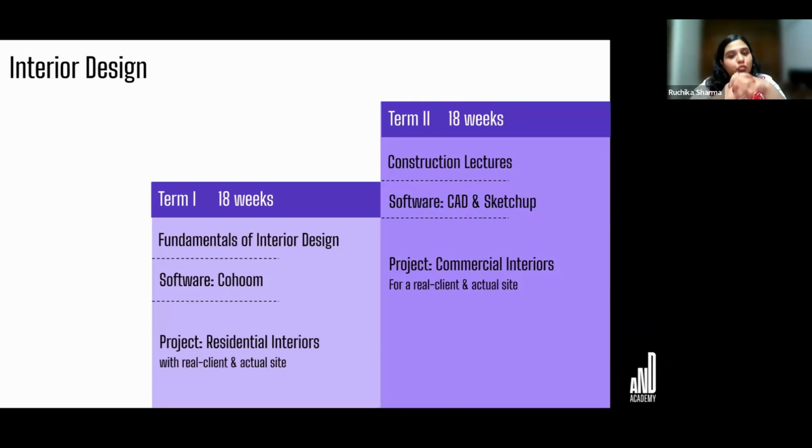Then in term 2, you will start applying the principles that you learned earlier to something a little larger in scale. So you will be working on a commercial project. For this, there are two more softwares that you are taught. There are AutoCAD and SketchUp. So AutoCAD is largely a 2D software and SketchUp becomes your 3D software.